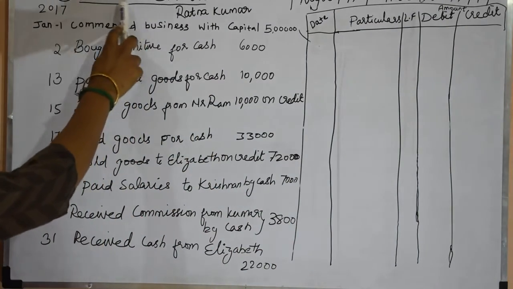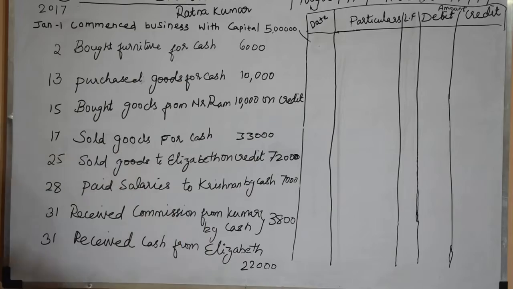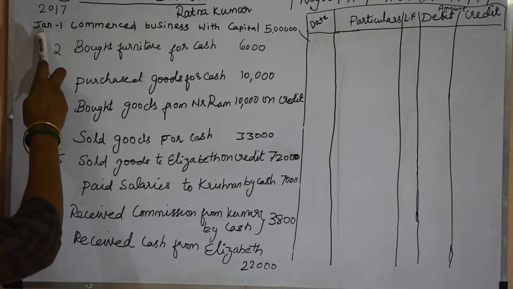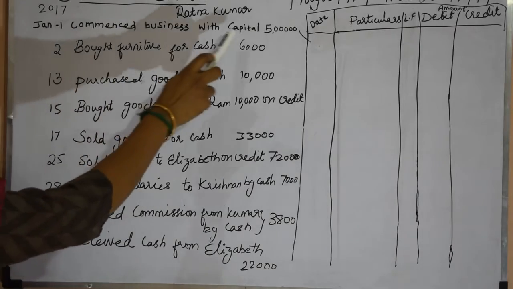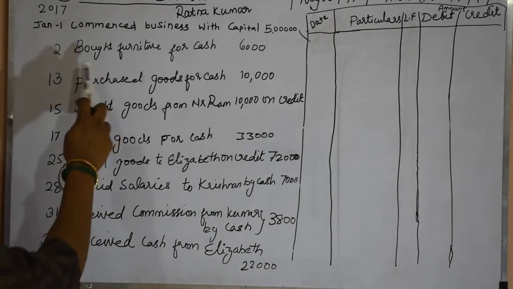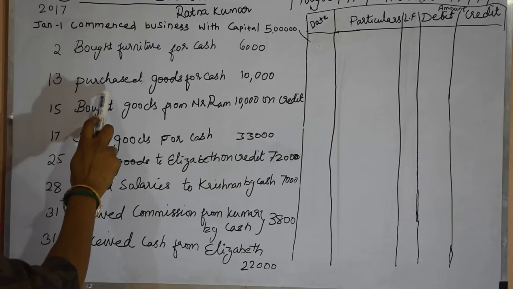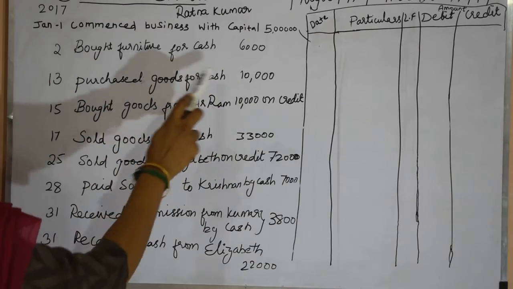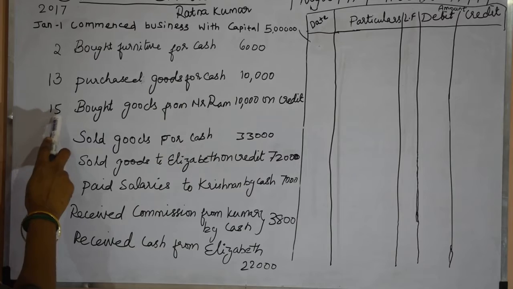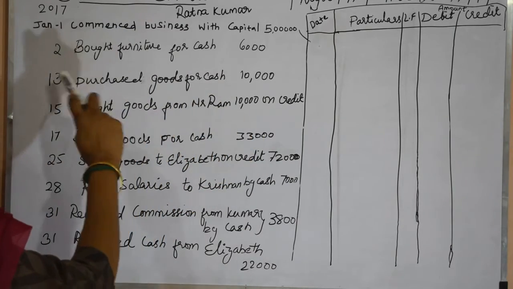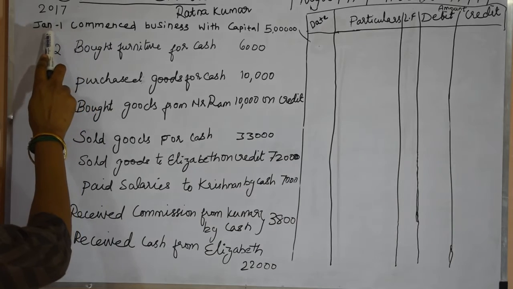Okay, these are the journal entries of Ratna Kumar. For example, January 1st he commenced business with a capital of 5 lakh. Bought furniture for cash 6,000. Then on the 13th he purchased goods for cash 10,000. Then on the 15th he bought goods from Mr. Ram for 10,000 on credit.